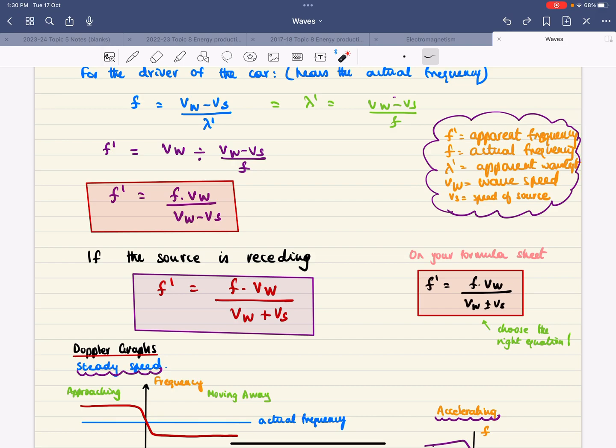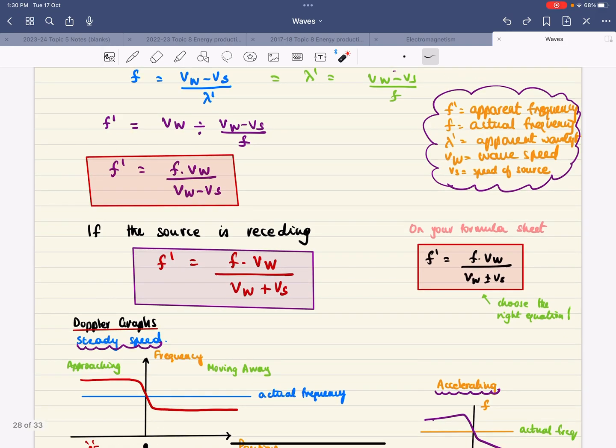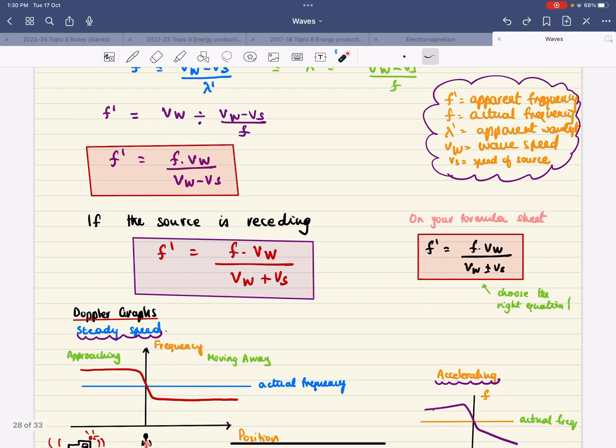Similarly, if the source is going away or receding, it's going to be vw plus vs in the denominator. On your formula sheet, both of these are combined into one with plus or minus here, but when you do questions, you've got to choose whether it's this one or this one, depending on whether it's coming towards you, in which case it's this, or going away from you, in which case it is this.